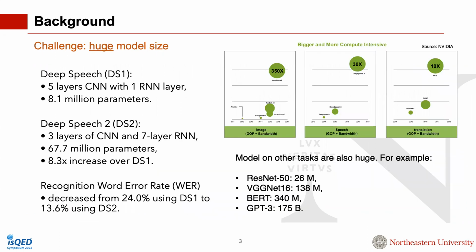However, deploying DNN models on such devices is very challenging. First, a huge model size guarantees good performance for DNN models, but it is very challenging to fit on mobile devices. Taking this figure as an example, for the speech recognition task, DS2 performs better than DS1, but it is 8 times larger than DS1. Other networks for different tasks, such as convolutional neural networks, the transformer architecture, and BERT and GPT-3 models, all consume very large storage.